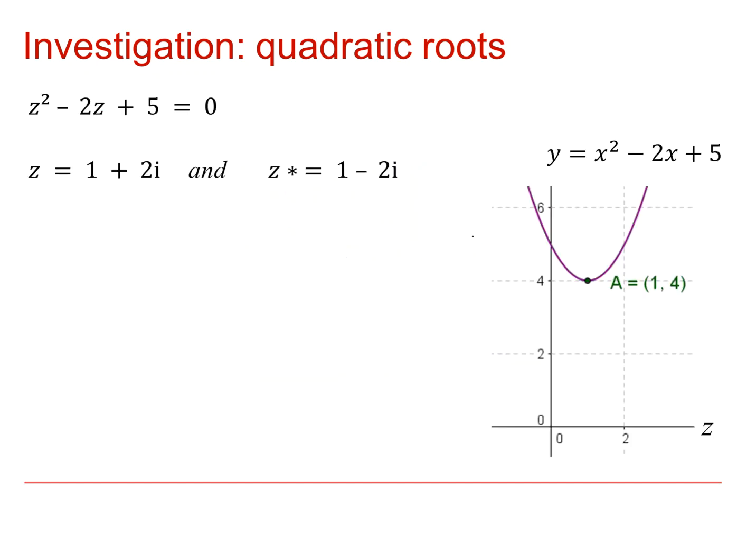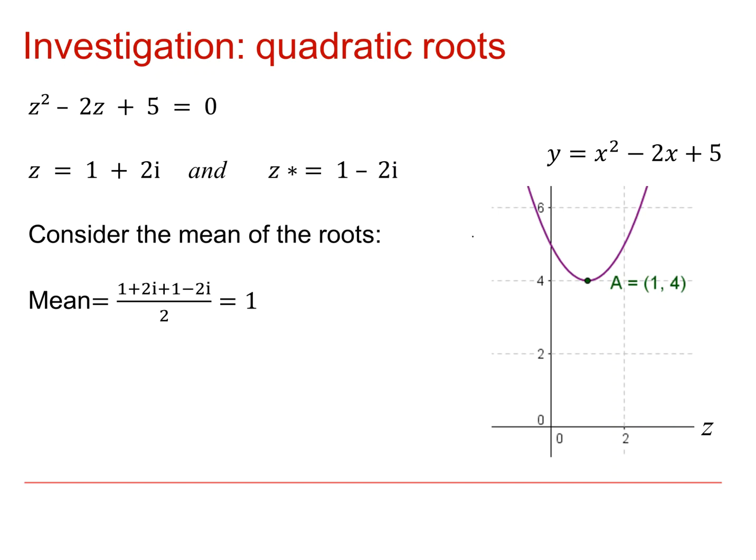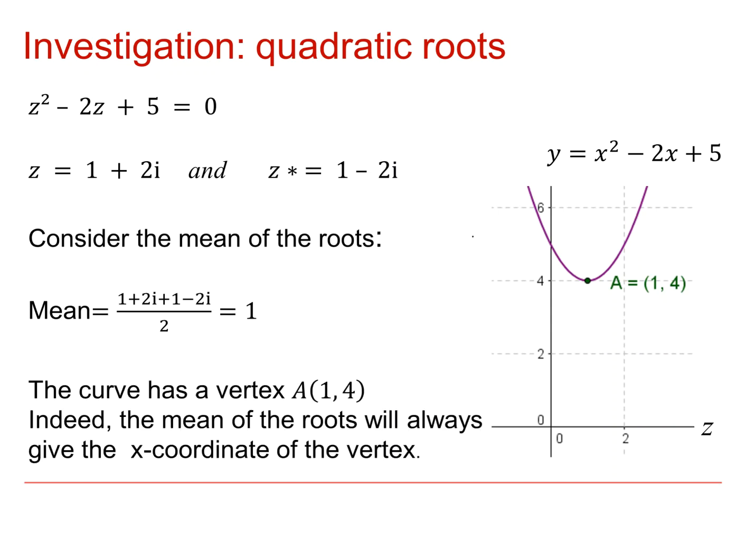Let's look at this graphically. We have our two roots, 1 + 2i and 1 - 2i, and they have a mean of 1. The vertex of this graph is at (1, 4), so again the x-coordinate is the mean of the two roots. This is always going to be true, whether the roots of our quadratic are real or complex.